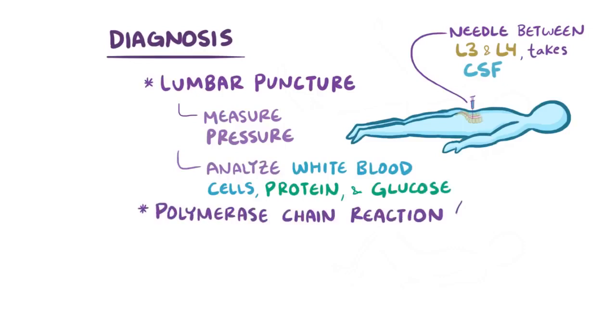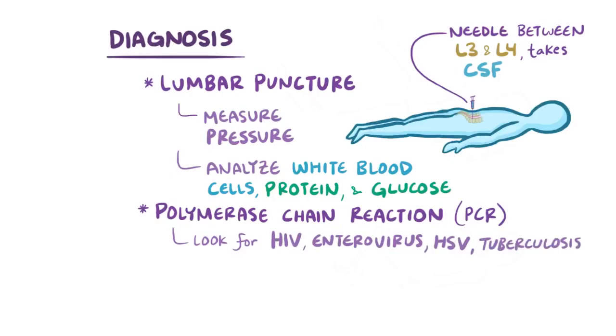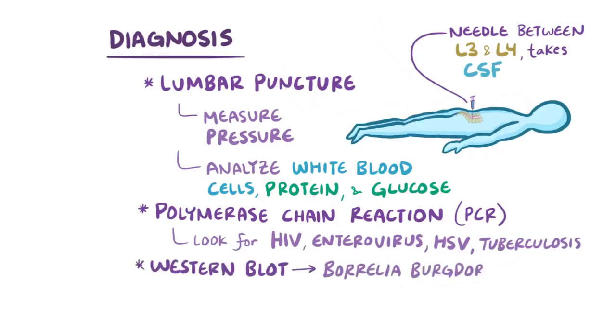Polymerase chain reaction, or PCR, might also be used to find specific causes, like HIV, enteroviruses, HSV, or tuberculosis. If a particular infection seems like an obvious cause, then a test for that might be used, like the Western blot for Borrelia burgdorferi bacteria, or a thin blood smear for malaria.